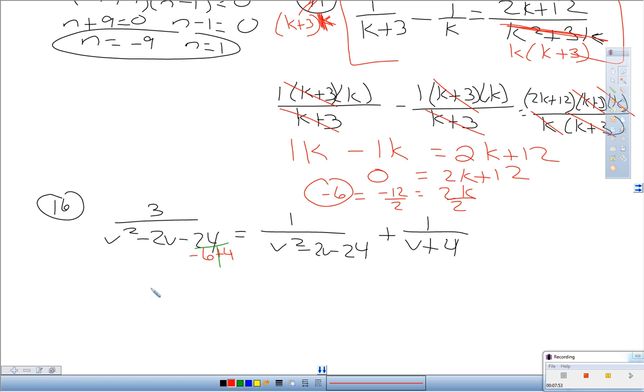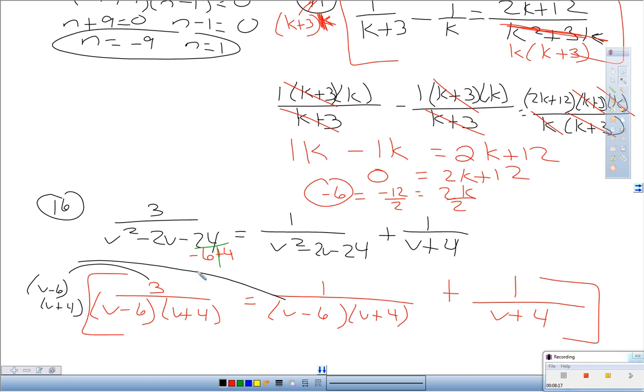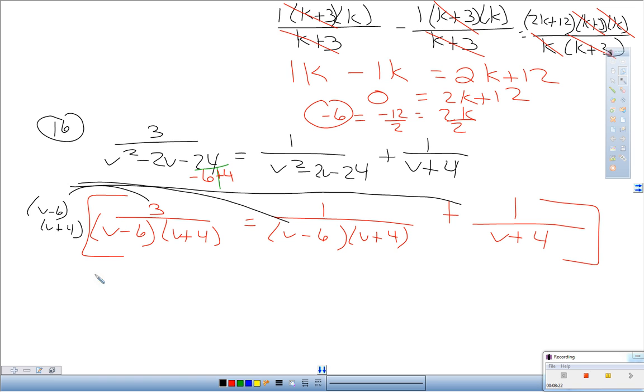So here's what you're going to have: 3 over v minus 6, v plus 4 equals 1 over v minus 6, v plus 4 plus 1 over v plus 4. And so what I'm going to do now is multiply by my common denominator, which is going to be the v minus 6 and the v plus 4. So you're going to multiply everything by that. And again, it's going to look worse before it looks better.